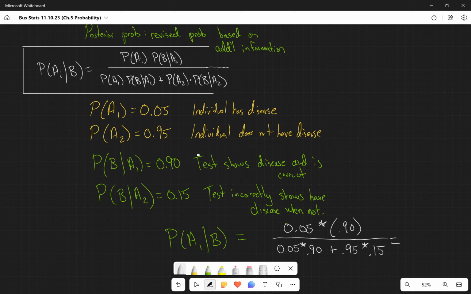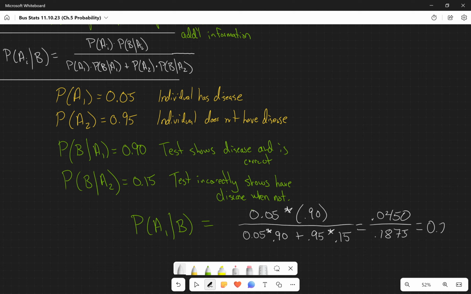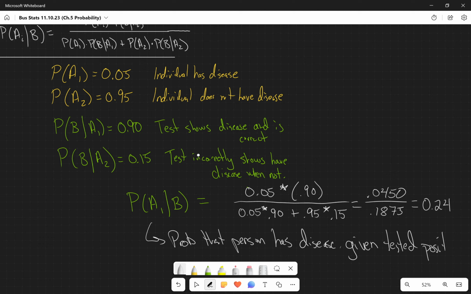And so when we calculate this out, we end up with 0.0450 divided by 0.1875, which gives me a probability of 24%. So the probability that a person has the disease given that they tested positive is 24%. Questions on Bayes' theorem?